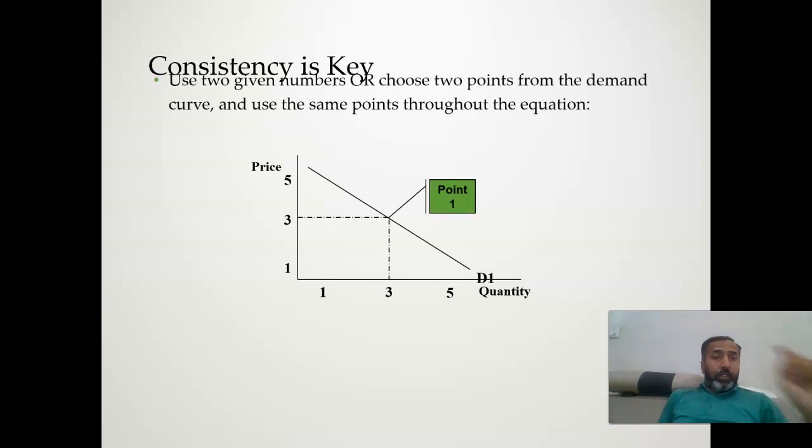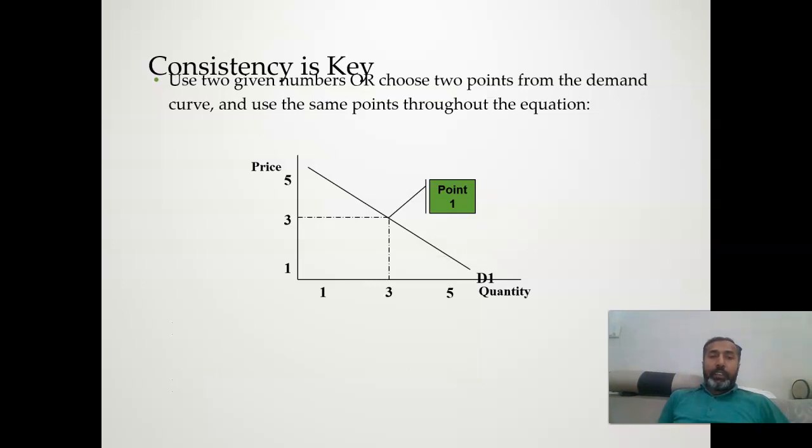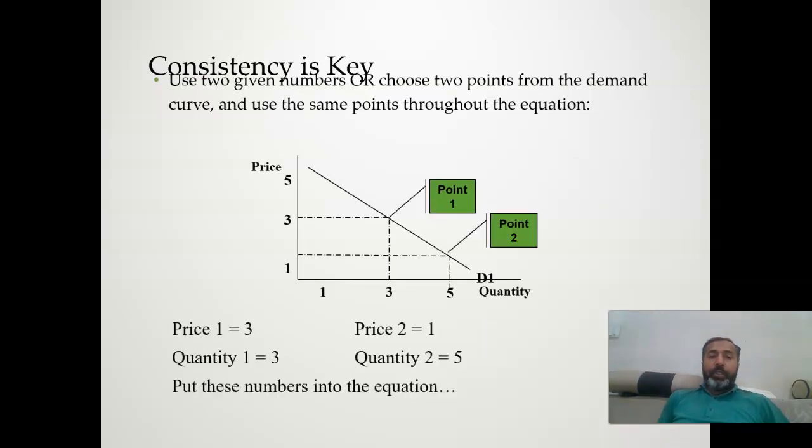We can also calculate the price elasticity of demand if we have the graph. We draw point 1, and in this graph we have 3 as P1 and this 3 is Q1, and then price decreases to 1 and quantity demanded increases to 5, so P2 will be 1 and Q2 will be 5. So price 1 is 3, quantity 1 is 3, price 2 is 1 and quantity 2 is 5. We put these numbers in the above formula which we have just seen. I will show you this formula again and we will find out the answer of PED.